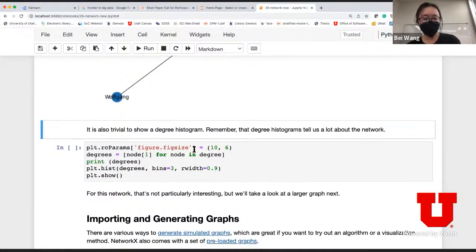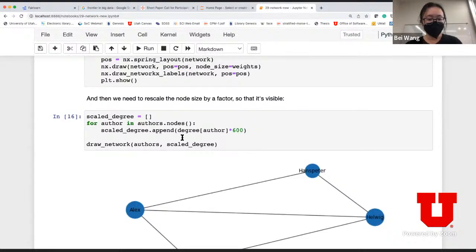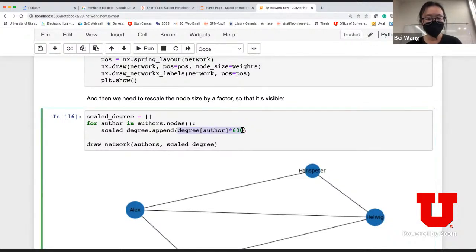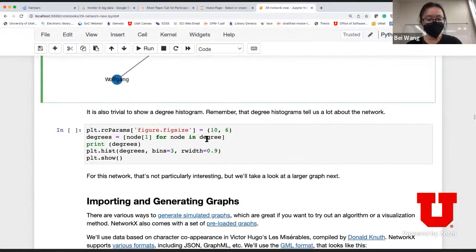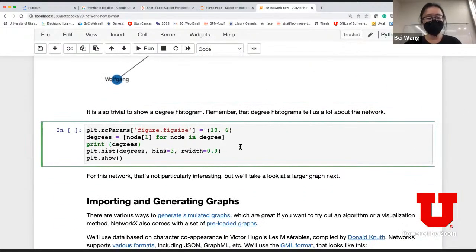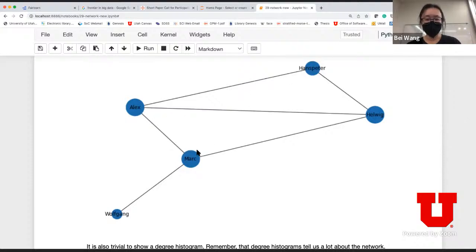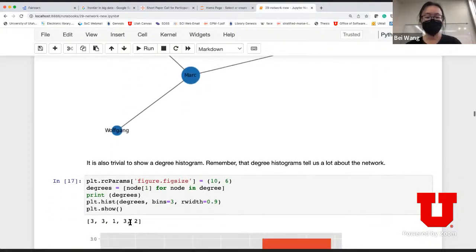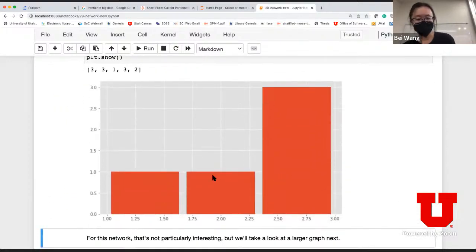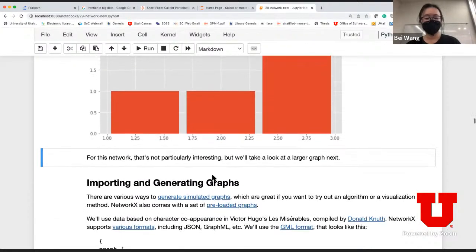You can also do a histogram. When I collect the degree, it is essentially the degree of each node, and then I can draw a histogram of this degree. That shows, in this particular network, Alex has degree 3, Helwig has degree 3, Mark also has degree 3, Hans Peter has degree 2, and Wolfgang has degree 1. So this is a histogram distribution of the degree.